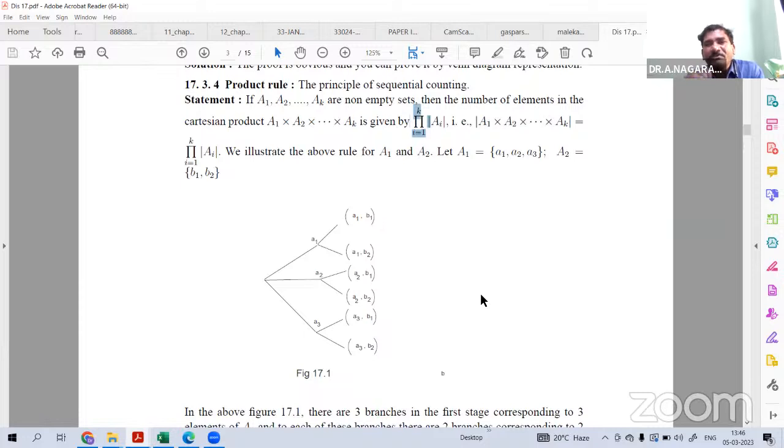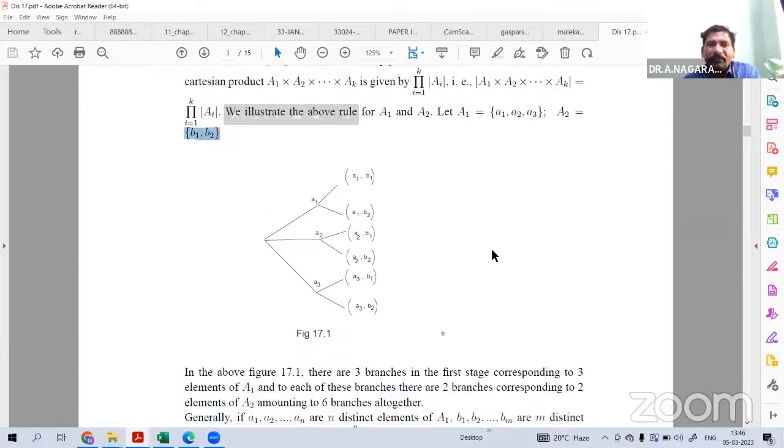Each set having individual elements. So here, |A1| + |A1| × |A2| × ... × |AK|. This rule is called the product rule. For example, if I take A1 having 3 elements and A2 having 2 elements, B1, B2. Here, how many sets of elements can be formed?